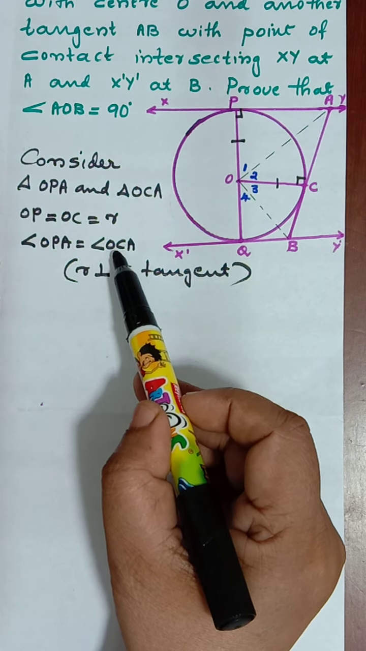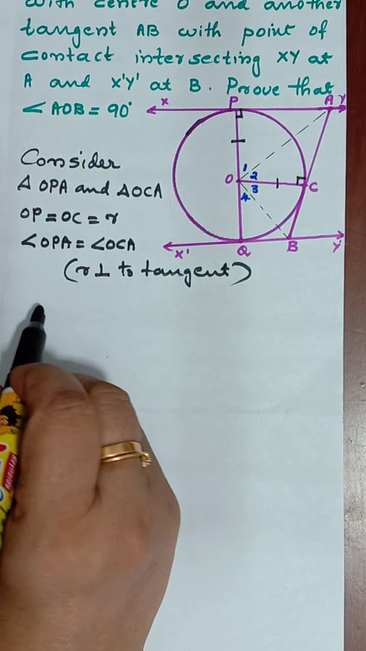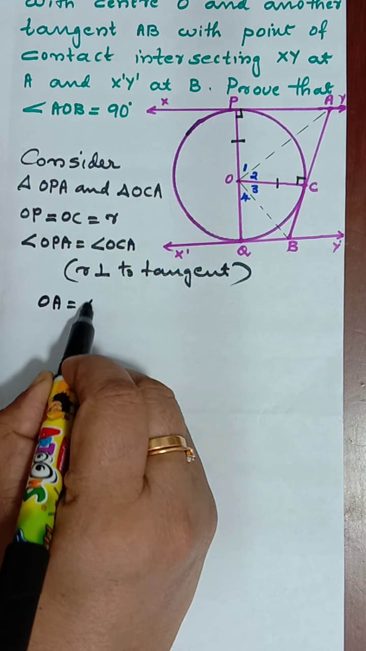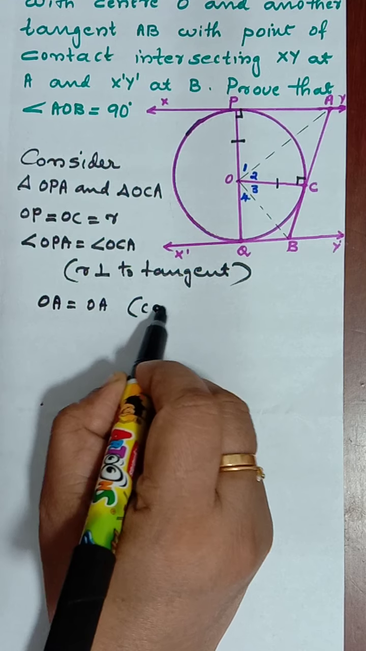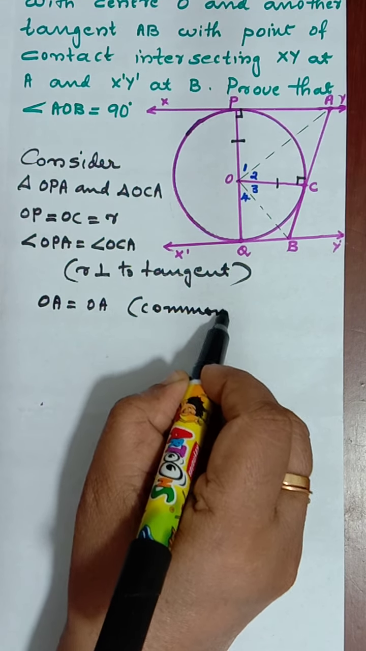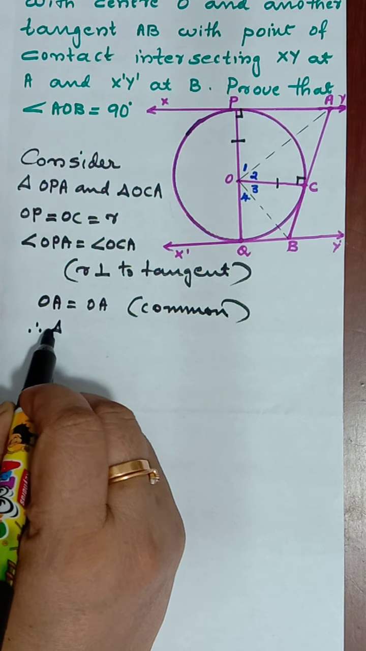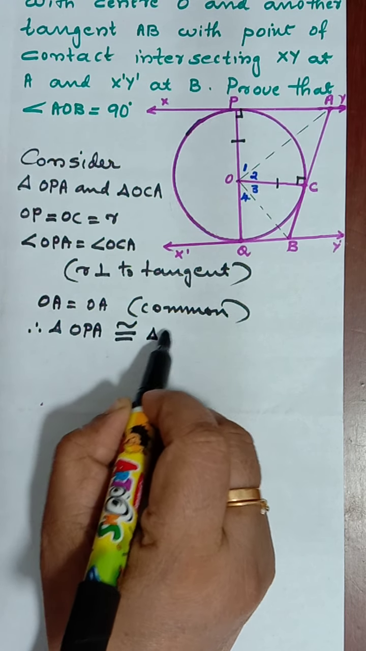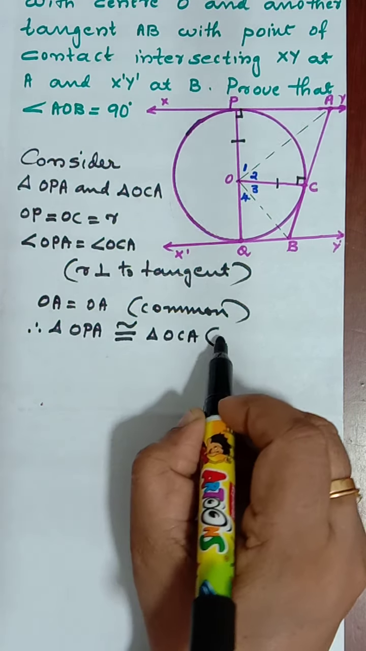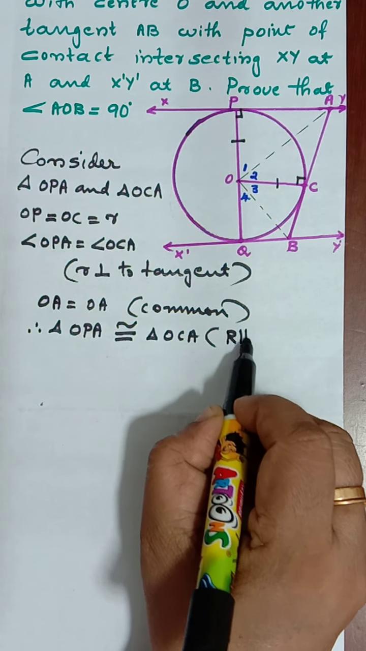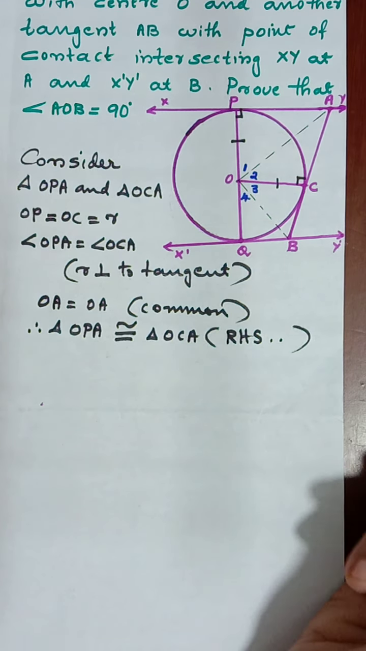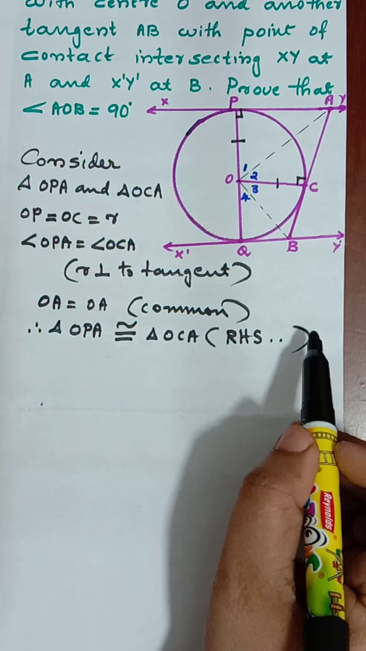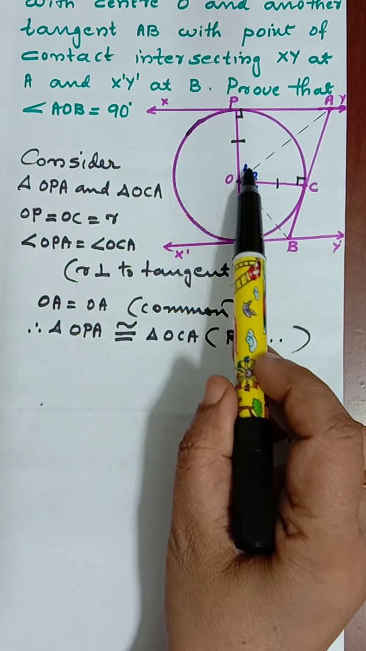Right angle over. Now hypotenuse is here. OA is equal to OA. It is common. Therefore, all the three parts I have written now. Therefore, triangle OPA congruent to triangle OCA. Which congruence rule? RHS congruence rule. Okay.